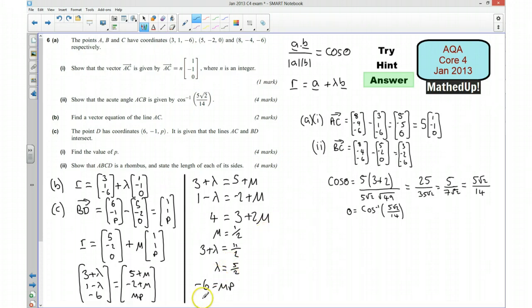So we're going to have negative 6 is equal to a half of p, which tells me that p is going to be equal to minus 12. Okay, so that's our value of p found, and we found it to be negative 12. I'm just going to tidy up this a little bit, just to create a little bit more room.